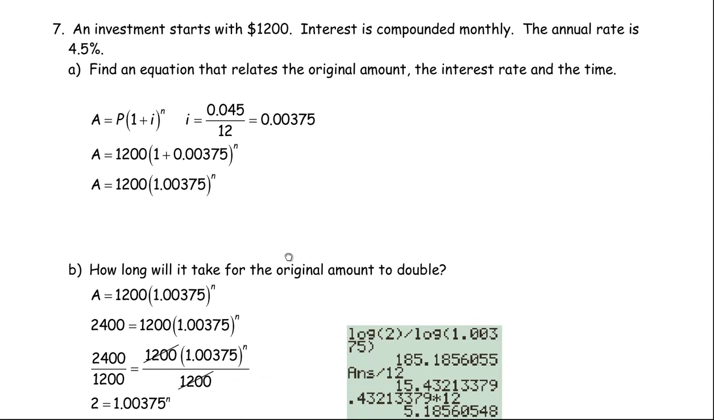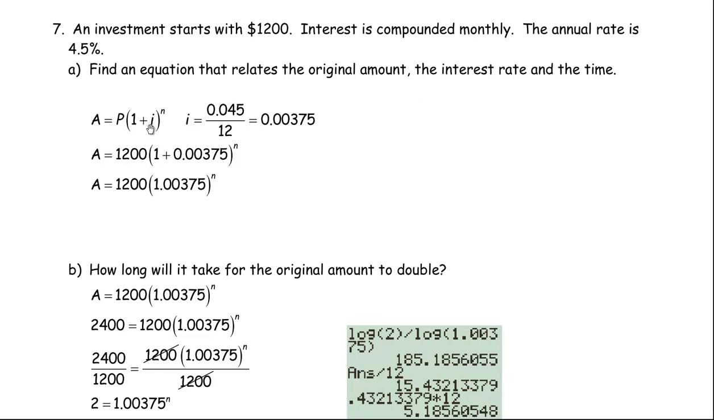Okay, last question, number 7 here. An investment starts at $1,200. Interest is compounded monthly. We're told the annual rate is 4.5%. So in A, you're asked to find an equation that relates the original amount, the interest rate, and the time. So this is the compound interest formula. The accumulated amount is the principal times 1 plus the interest rate to the power of the number of compounding periods. And the compounding periods here is monthly, so time is actually in months.